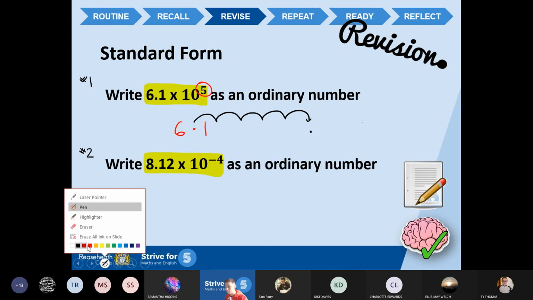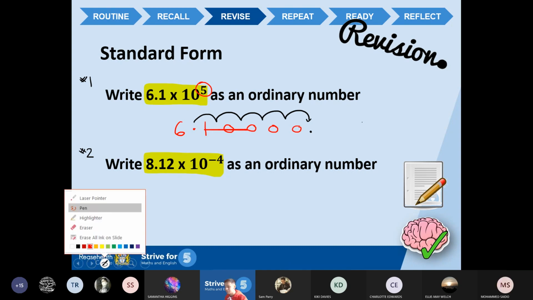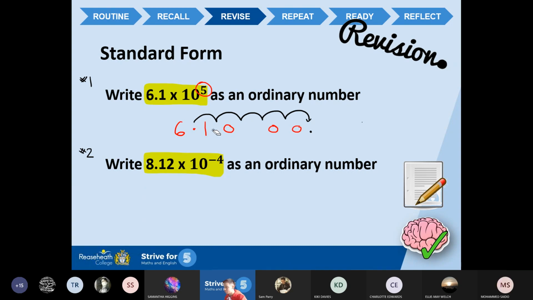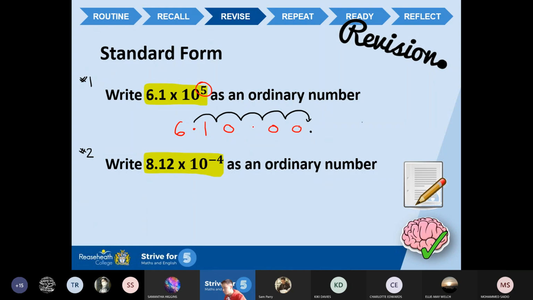Now, underneath each jump, we're going to put zeros. Okay, like so. So you should have the number 6.1 followed by 4 zeros. Now I'm just going to quickly do that zero again. There we go. The decimal point is no longer there. It's now at the end of the number. So what we can do is write that down in a bit of a nicer format.